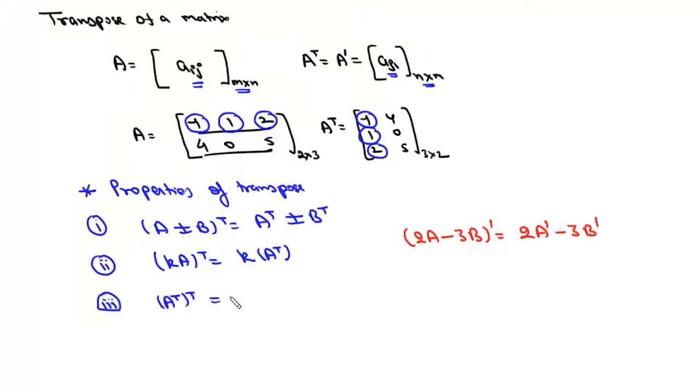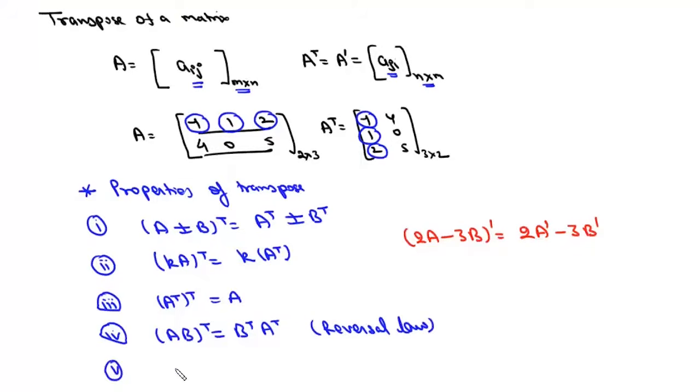The third one is the transpose of A transpose, which is nothing but A. The fourth one is the transpose of the product AB. So (AB) transpose is equal to B transpose into A transpose, and here the order is reversed, so we also call it the reversal law. And the fifth one is that the nth power of a transpose is the same as the transpose of the nth power. So if we have the transpose of A square, we can write this as the square of A transpose.